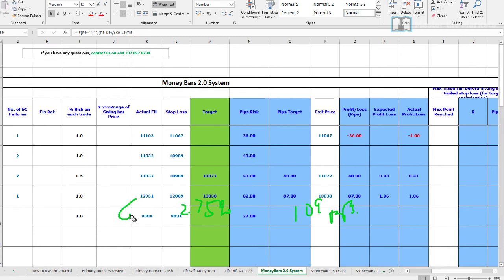So this is GB Elite, and this is money bars GB Elite. I'll put money bars 2.0. We had 1.06% profit. So this one here, I'll just draw a line here. This is the elite room results, and this is the LTR room results. And here we got MB 2.0, 1.06%, and 87 pips is what I've got.